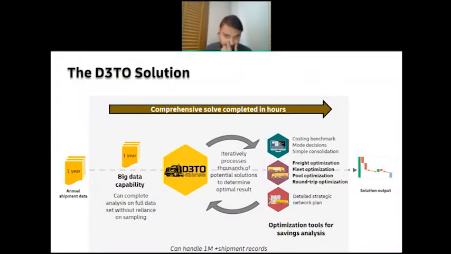So now, how does the process look like? You take the same 1 year worth of data. Now you pass it through D3TO, because the difference is now you don't have to sample it because D3TO can handle the entire data set all at once. You use D3TO depending on the available time as many times iteratively as you want. And then what you do is you break down the solution into three parts. First thing D3TO will do is create a benchmark solution for the current state. And then it will show optimization of four types, which I'll discuss afterwards.